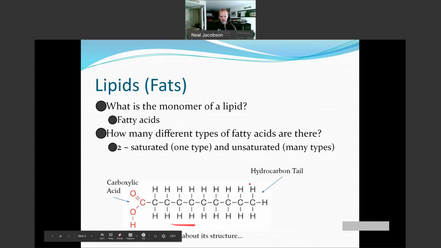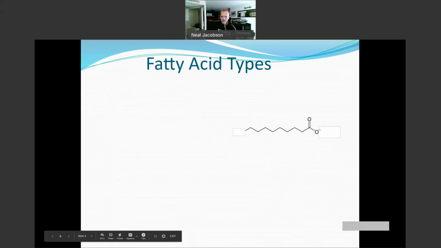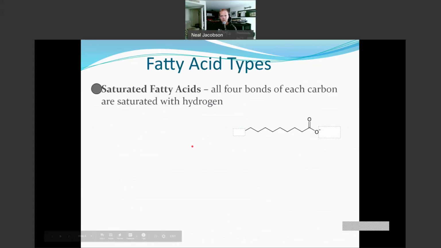So, anyways, this is a saturated fat. We'll talk about those in a second here, right? Just ignore these boxes. I had to modify this image just a little bit. Saturated fats. A saturated fat has all four bonds of each carbon saturated with hydrogen. Now, that's partially true, right? If you have a carbon bonded to a carbon, bonded to a carbon, bonded to a carbon, two of their bonds are going to be taken up by other carbons.